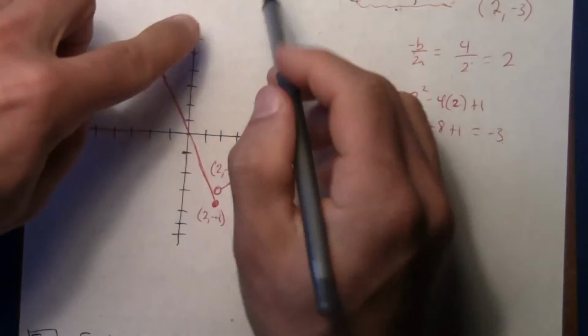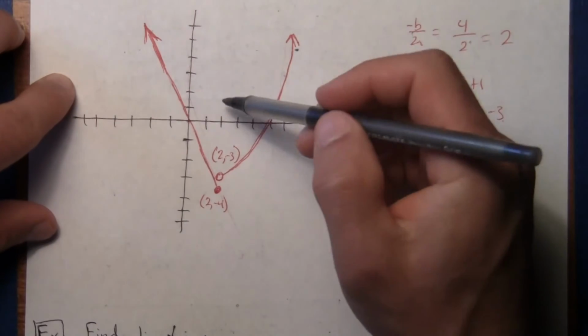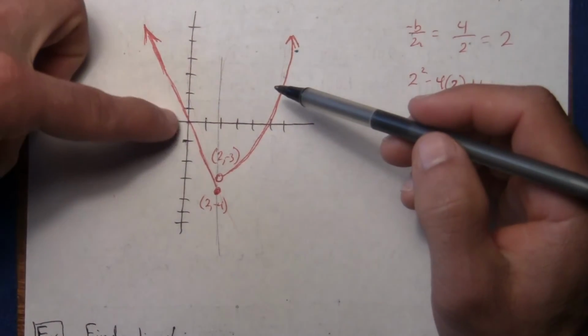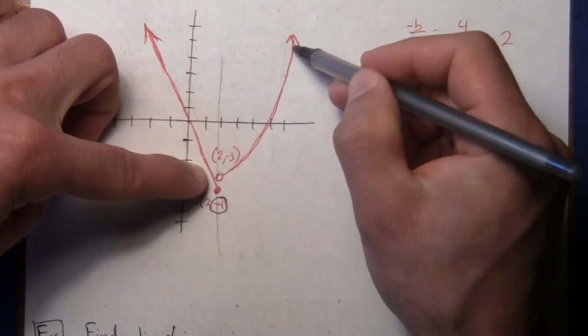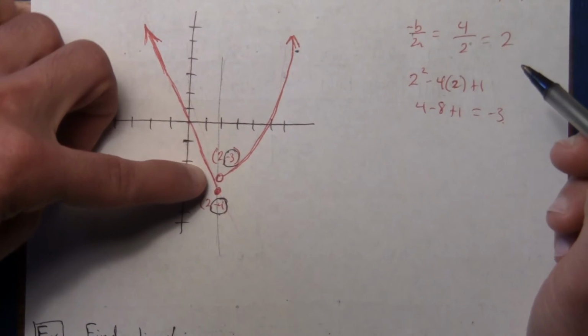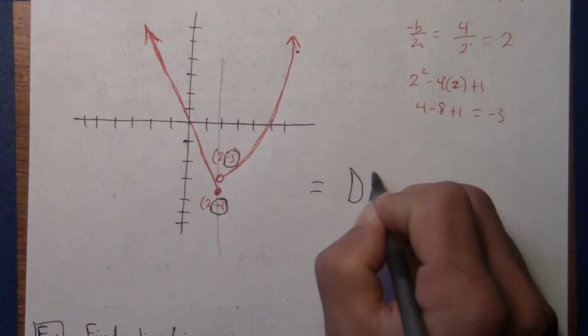And I'm looking at 2 because that's what they're specifically asking me for as x approaches 2. So x is going to approach 2 here. As I come from the left, I'm approaching a y value of negative 4. As I come from the right, I'm approaching a y value of negative 3. Those are not the same, therefore we say the limit does not exist.